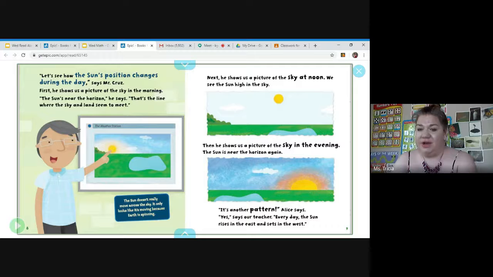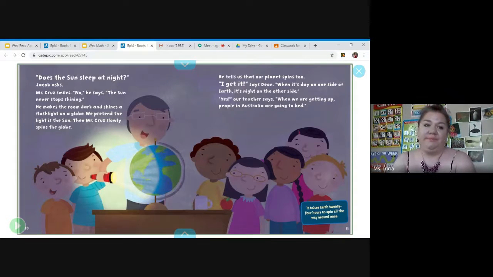Yes, says our teacher. Every day the sun rises in the east and sets in the west. So it goes east, west, east, west, east, west, just like the pattern day, night, day, night. The sun doesn't really move along the sky. It only looks like it's moving because the earth is spinning. We learned that this morning.